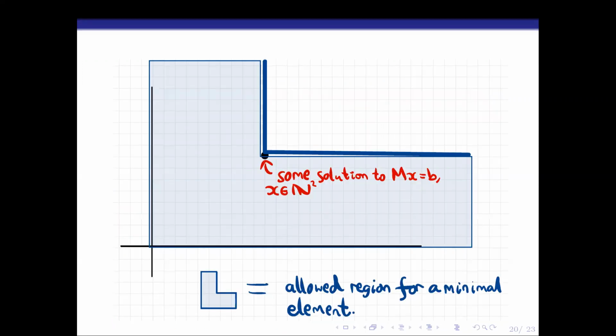Okay, and here's a picture of what's going on, which is in 2 dimensions. You find some solution to your linear equation, and that controls the region where the minimal element can live. And okay, it's not a bounded region, but there's one coordinate or other that is bounded, and that's enough to induct upon by the dimension.